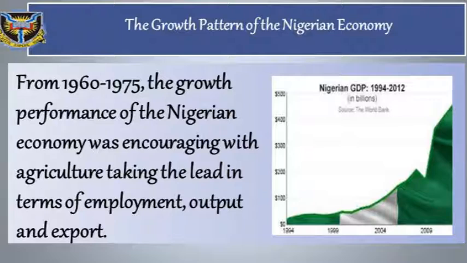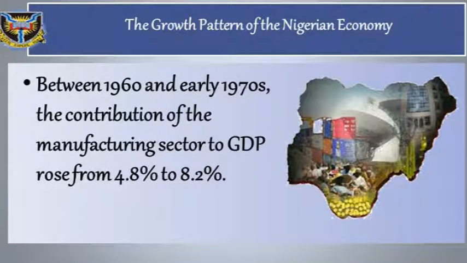At independence in 1960, Nigeria inherited a vibrant agricultural-based economy from our colonial masters. From 1960 to 1975, the growth performance of the Nigerian economy was encouraging, with agriculture taking the lead in terms of employment, output, and export. Between 1960 and the early 1970s, the contribution of the manufacturing sector to GDP rose from 4.8% to 8.2%.